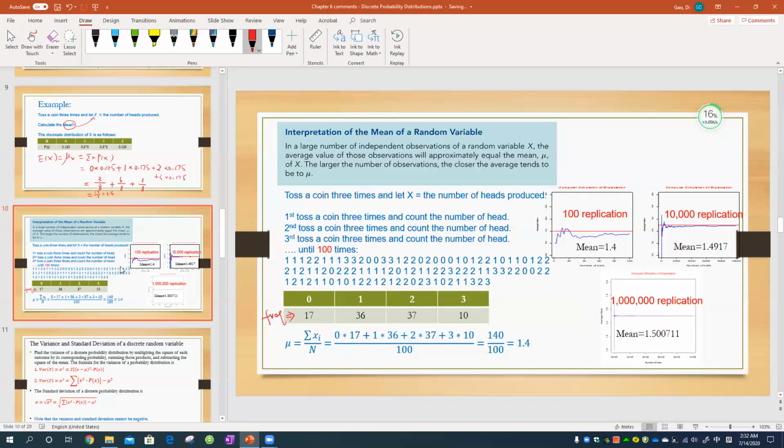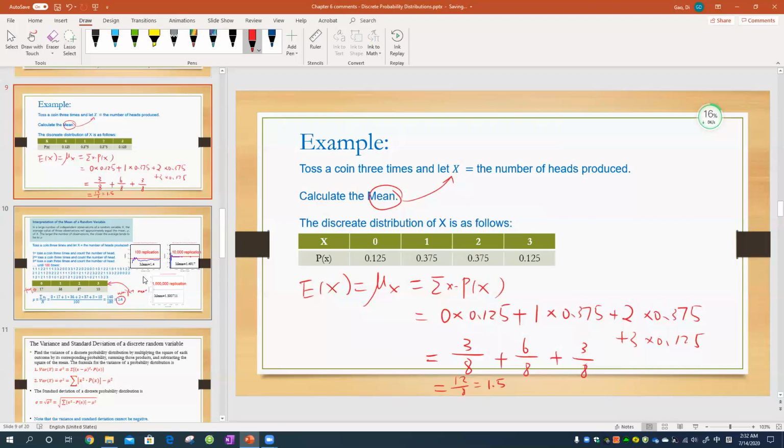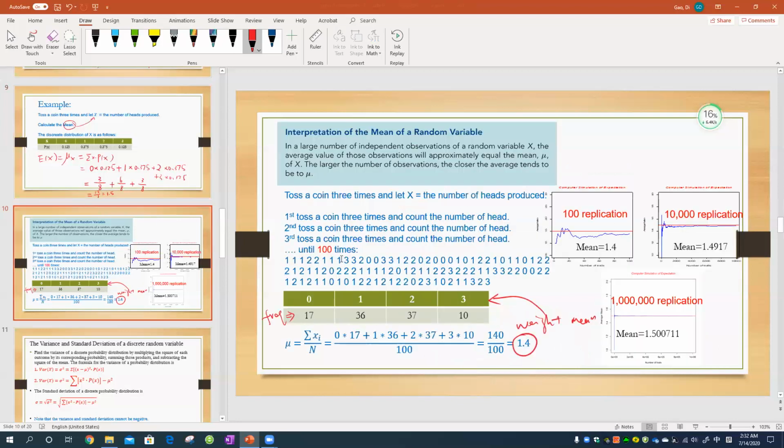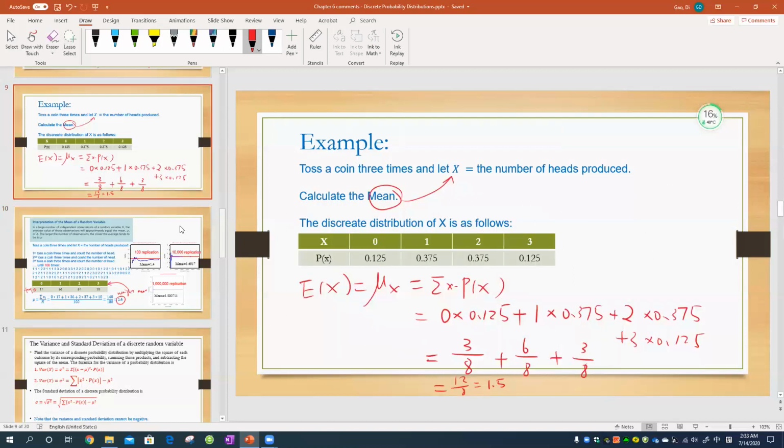This row. So we got 17 zeros, 36 ones, 37 twos, and then 10 threes. And then the weighted mean of all these we can calculate, which is 1.4. That's the weighted mean. And then the theoretical mean we calculated already, which is 1.5. So when you do 100 times of this experiment, the observed calculated weighted mean is already very close to the theoretical 1.5.